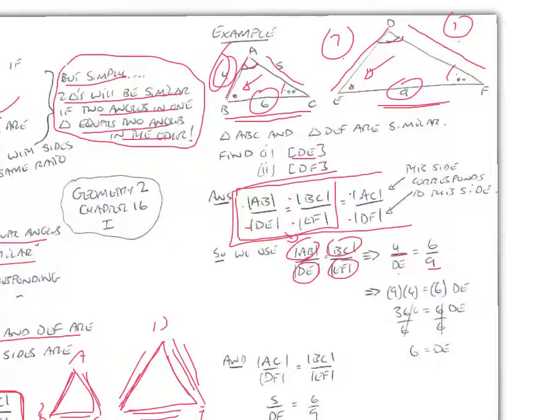So cross multiply then, 4 times 9 is equal to 6 times DE. 4 times 9 is 36, so 6 times DE is equal to 36. So divide both sides by 6, and you get the fact that DE is equal to 6.